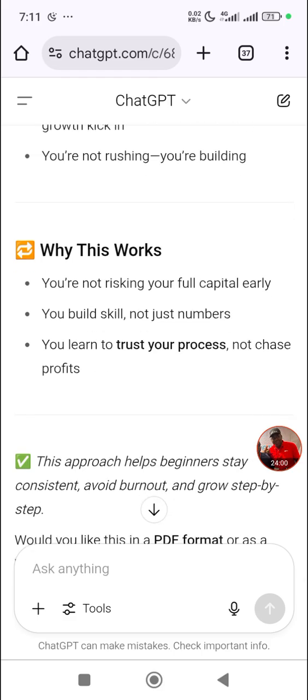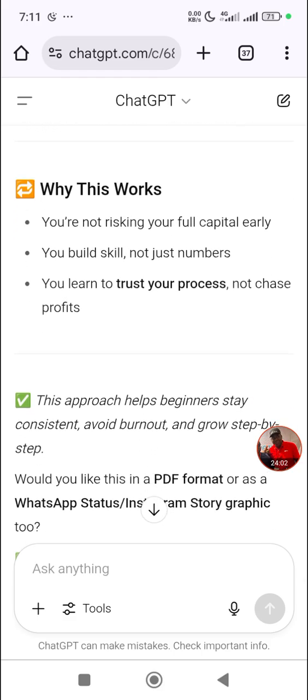You are not chasing profit. You are not after profit. You are after the process. Just like what I always tell people, you are learning to become a tailor. You don't know how to cut clothes. You don't know how to measure clothes. How are you a tailor?